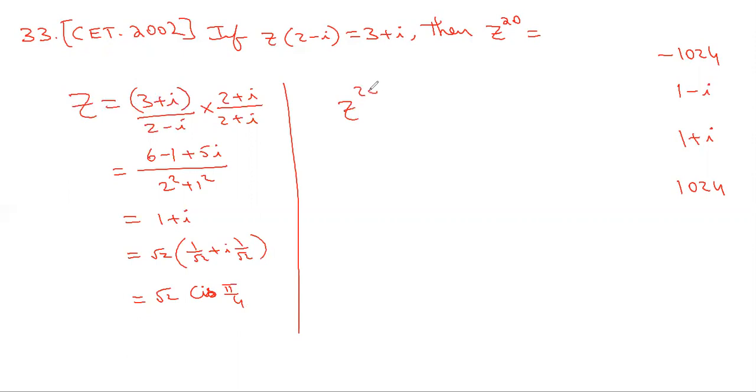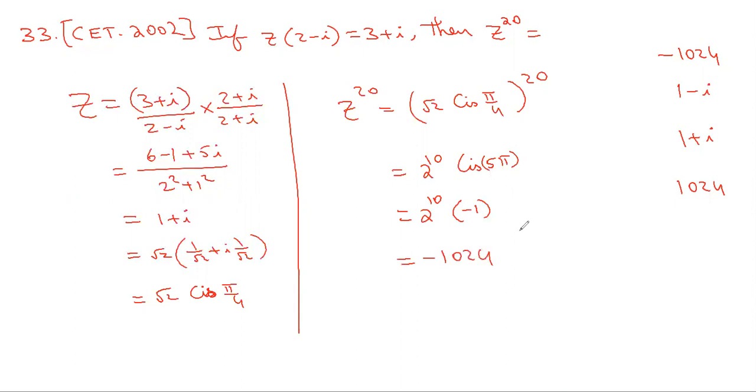So z power 20 equal to (root 2 cis pi by 4), the whole power 20. So root 2 power 20 is 2 power 10, and cis pi by 4 power 20 is cis 20 pi by 4, which is 5 pi. Cis 5 pi is cos pi plus i sin pi, since 5 pi reduces to pi. Cos pi plus i sin pi, cos pi is minus 1. So the answer is minus 1024, and the first option.